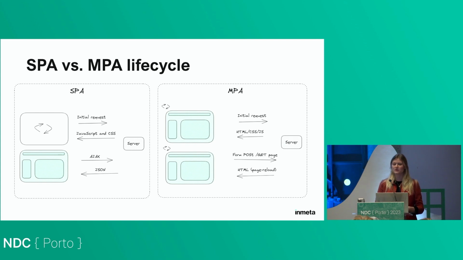So the key difference between an SPA and an MPA: in an SPA, everything loads initially, and then only data in JSON format is required for making updates, whereas in an MPA, the entire page reloads per request.